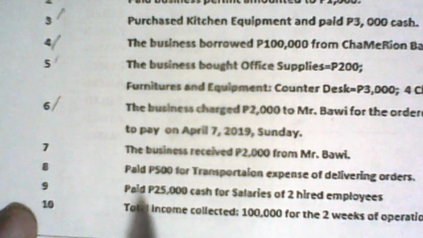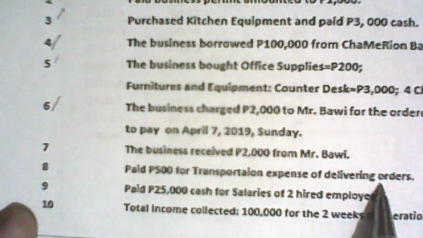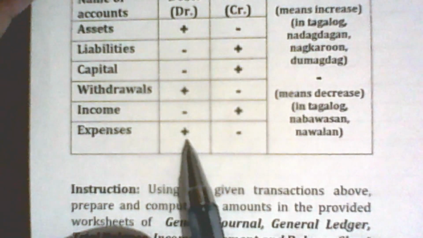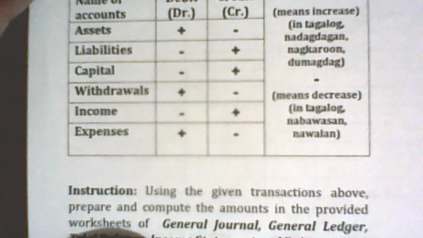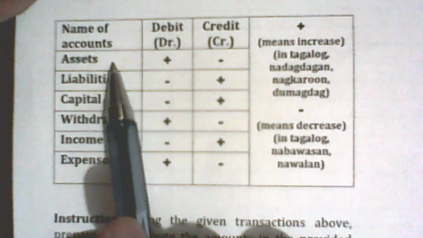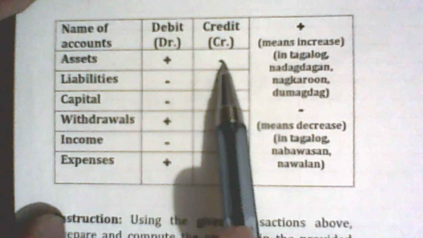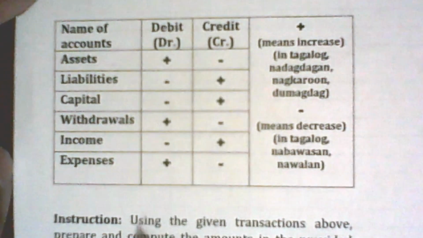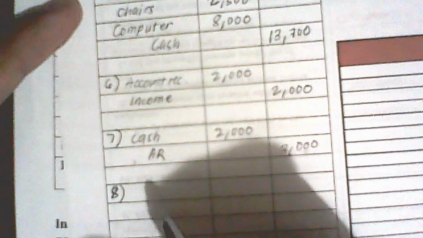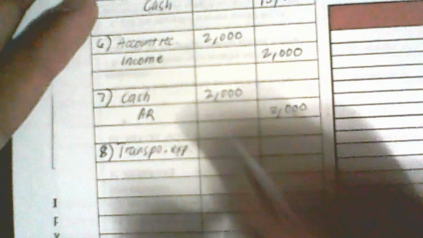So, next transaction, paid 500 for transportation expense of delivering orders. If our expenses increase, we need to put that on the debit side. Because nagkaroon tayo ng expenses, so ilalagay natin sa debit. And we paid transportation expense using our cash. So the account to be credited is the asset or our cash. Because if the asset decreases or nabawasan, we need to put that at the credit side. So debit, transportation expense, 500 pesos, and credit, cash.